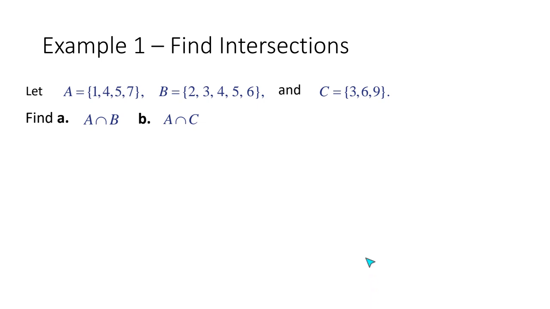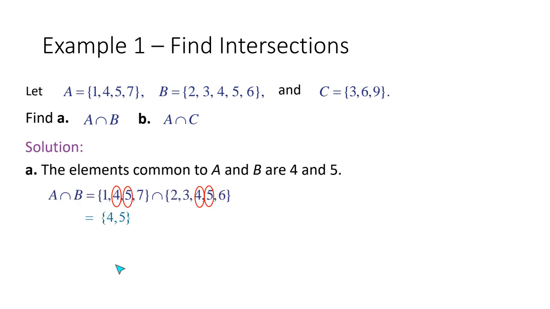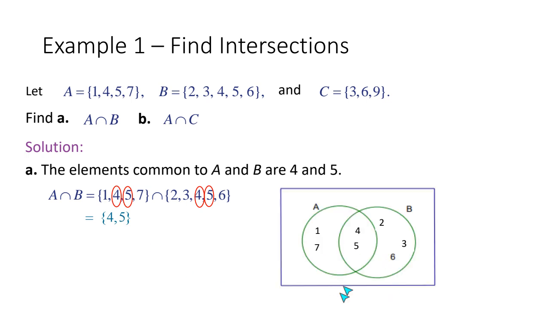So let's look at the intersection a little bit closer. If you have these 3 sets, A is 1, 4, 5, 7, B is 2, 3, 4, 5, 6, and C is 3, 6, 9. The intersection of A and B is what is common to A and B. Set A has 4 and 5, and set B also has 4 and 5, so that would be your intersection. In a Venn diagram, in the overlapping part of the circles, you would have your 4 and your 5.